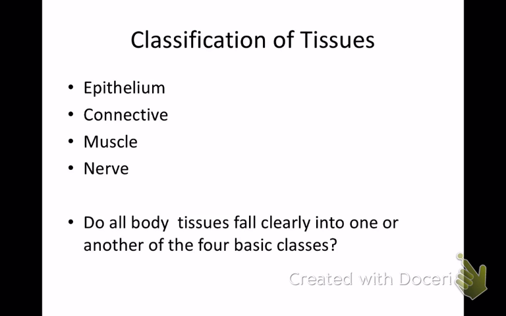Okay? All right, so I have a question posted at the end of the screen. Do all body tissues fall clearly into one or another of the 4 basic classes? If you were a histologist and you just looked at a section through tissue, would you be able to point with clarity: this is epithelium, this is connective, this is muscle, this is nerve, 100% of the time?